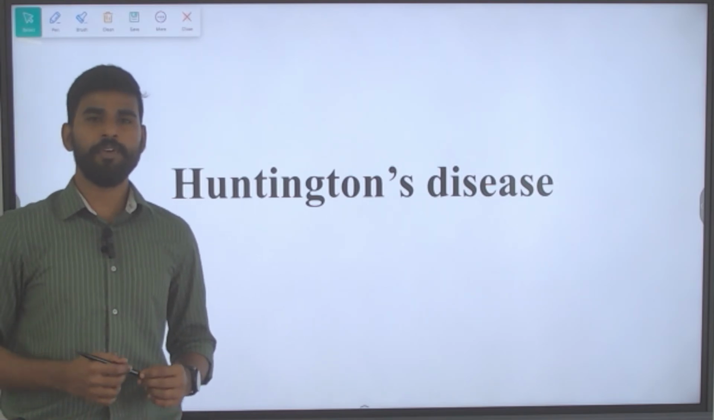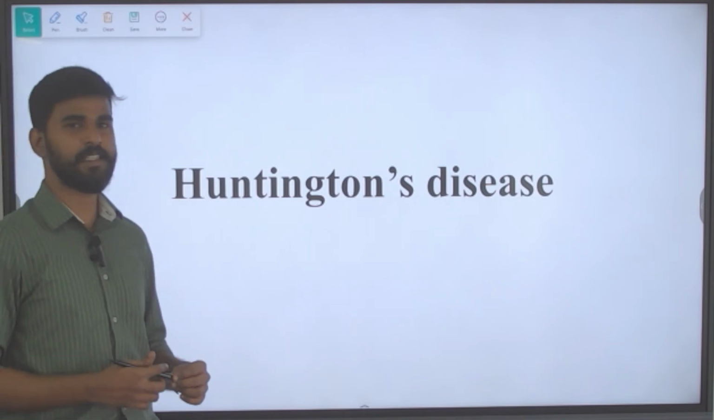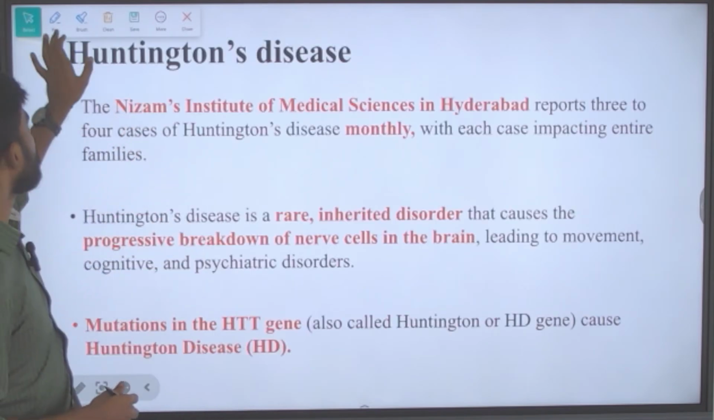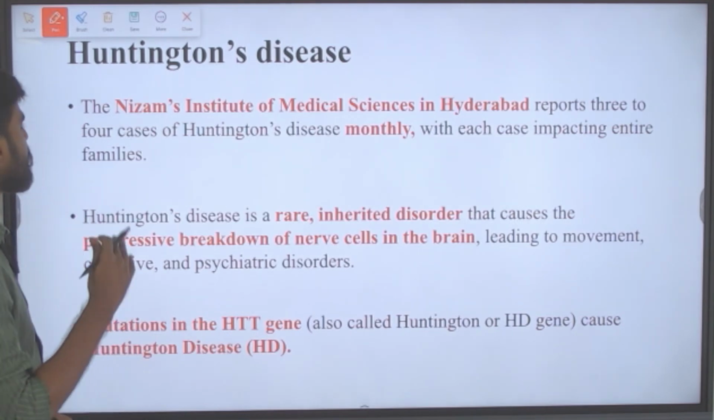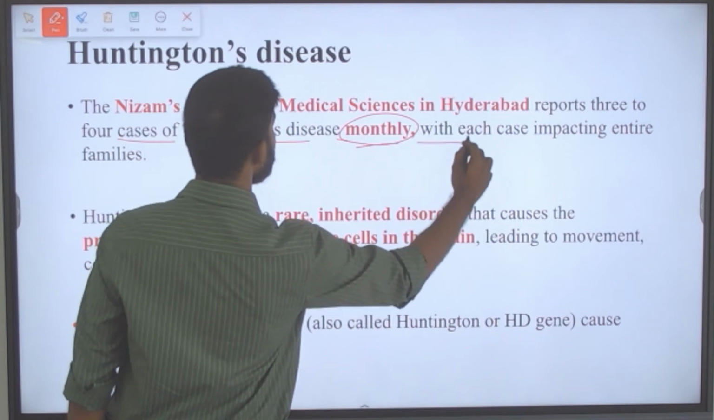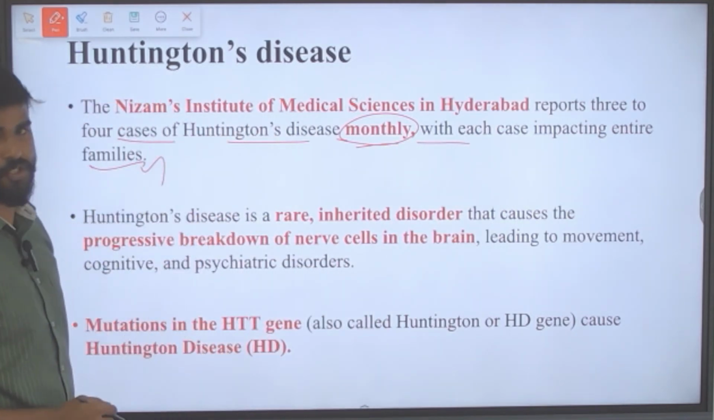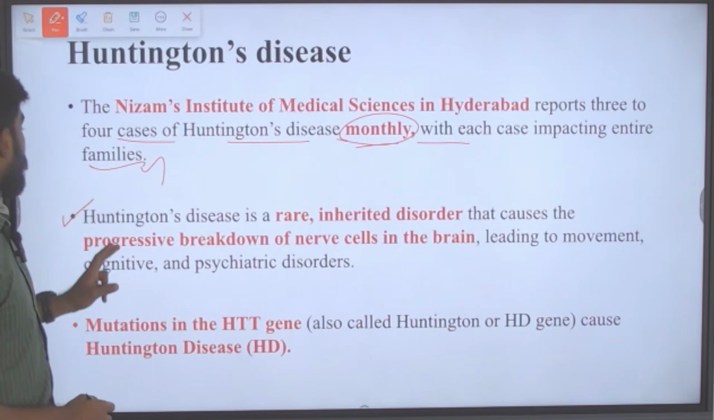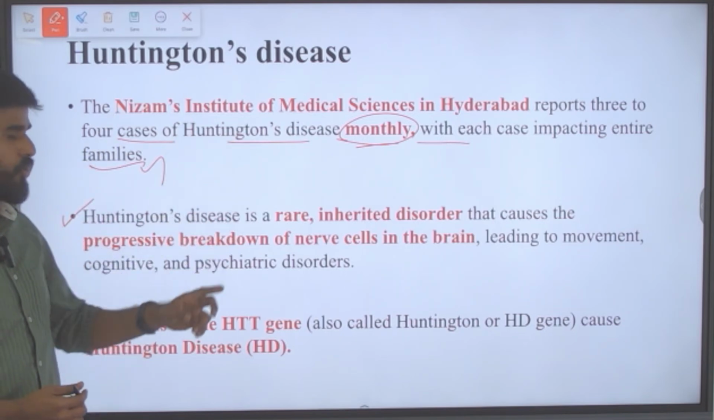The topic that we are going to discuss now is Huntington's disease. What is this Huntington's disease? Let us understand. The Nizam's Institute of Medical Sciences in Hyderabad reports 3 to 4 cases of Huntington's disease every month, with each case impacting entire families. So where is this Nizam's Institute of Medical Sciences located? Hyderabad. That is also important.